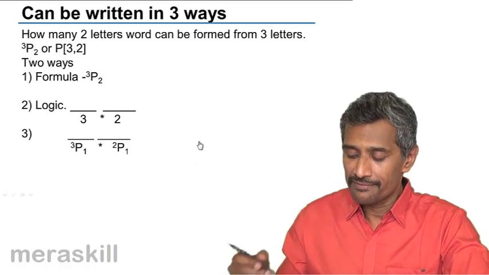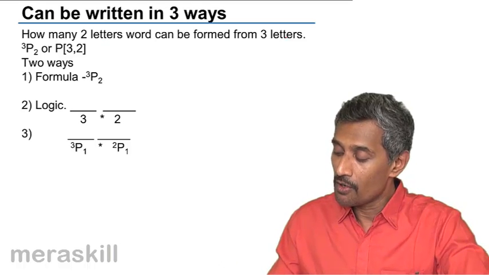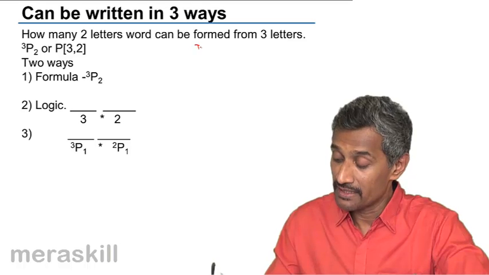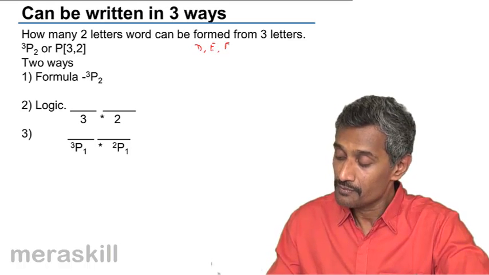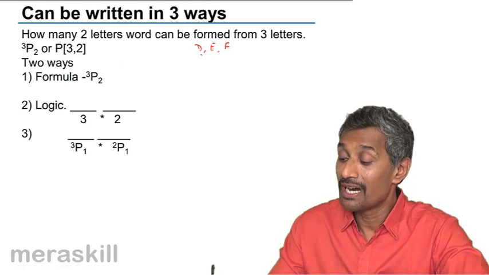Now we have an example here. How many two-letter words can be formed from three letters? You have been given any three letters, say D, E and F. You form two-letter words. One is you need to arrange this.